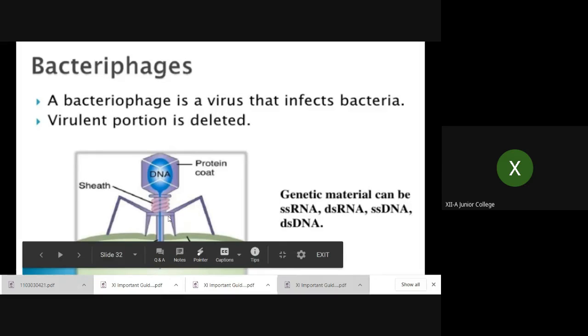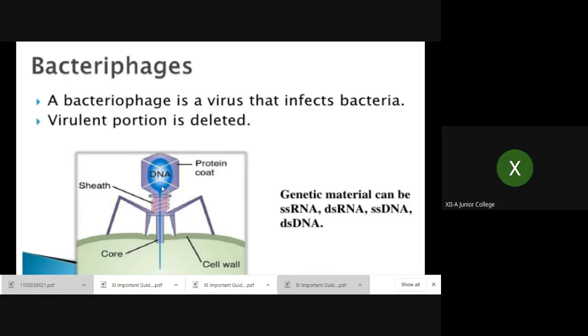This is called the tail. Okay, so the head is a protein coat, and inside it the genetic material is in the form of either RNA or DNA. This genetic material might be single-stranded RNA, double-stranded RNA, single-stranded DNA, or double-stranded DNA, as per the requirement and availability for that particular experiment, and it differs as per the type of species. So this is another type of vector.